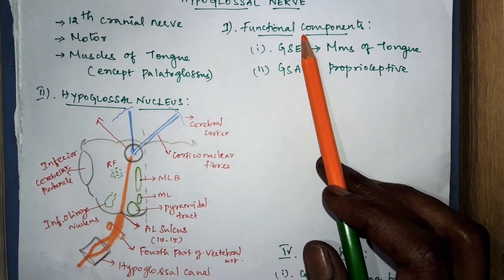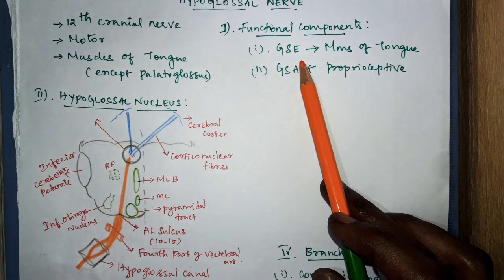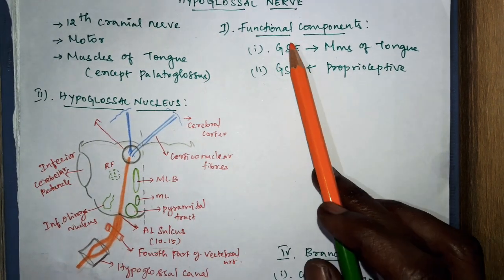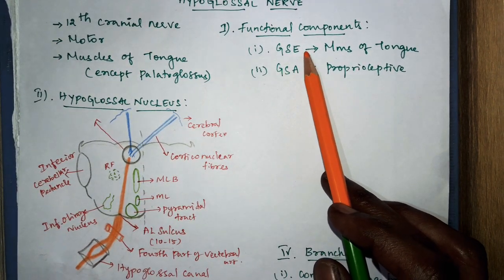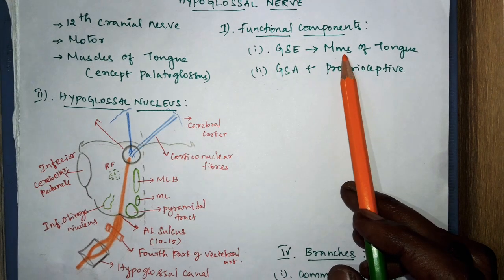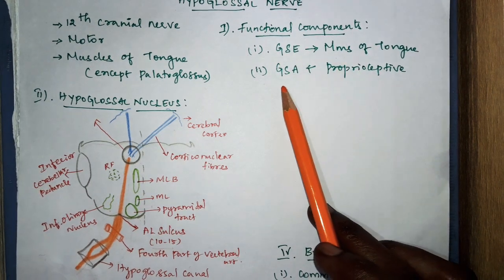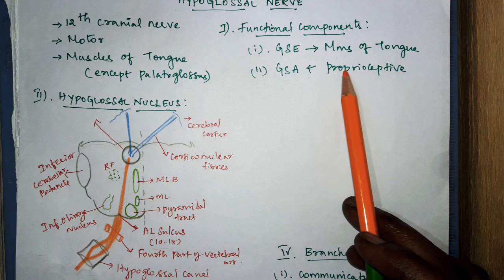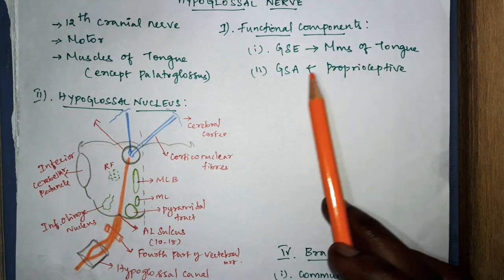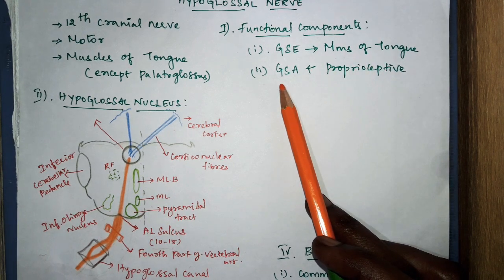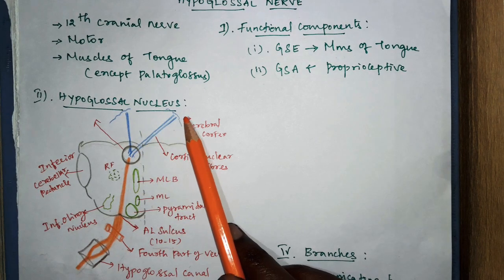Next, functional components. The functional components are general somatic efferent and general somatic afferent. The general somatic efferent carries motor fibers from the hypoglossal nucleus and supplies the muscles of the tongue, and the general somatic afferent component carries proprioceptive impulses from the muscles of the tongue to the mesencephalic nucleus of the trigeminal nerve. Next we will move to the hypoglossal nucleus.